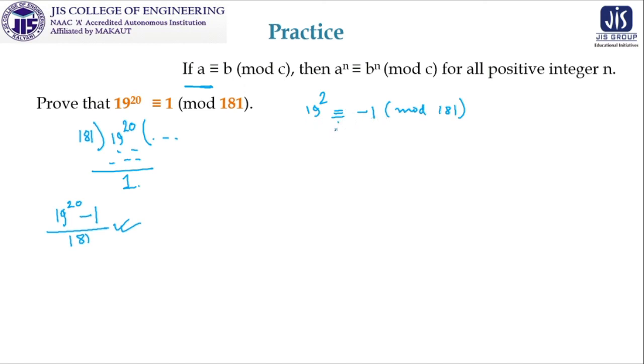Once you get this, you use the first property, and by raising it to the power up to 19 to the power 2 to the power 10, that is 19 to the power 20, will be congruent to minus 1 to the power 10 mod 181, which will give you that 19 to the power 20 is congruent to 1 mod 181.